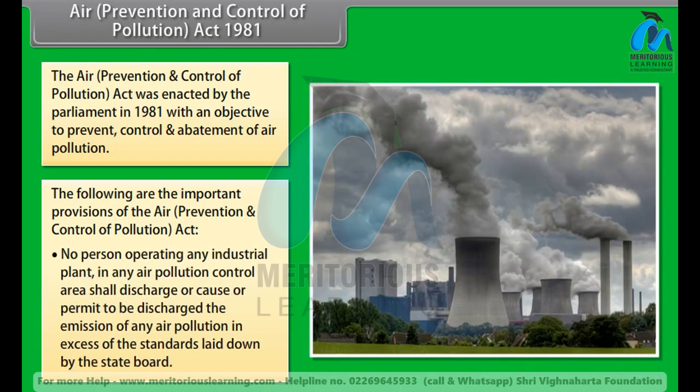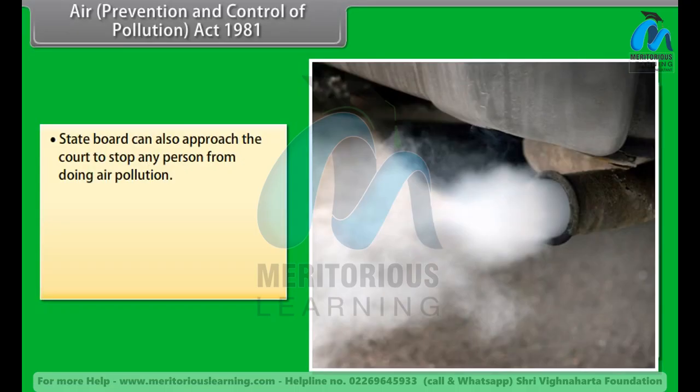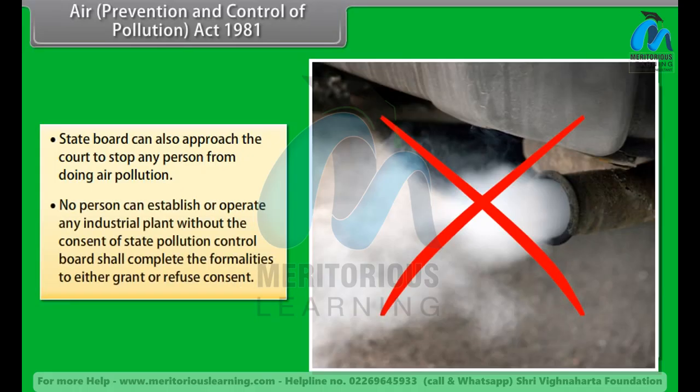No person operating any industrial plant in any air pollution control area shall discharge or cause or permit to be discharged the emission of any air pollutant in excess of the standards laid down by the State Board. The State Board can also approach the court to stop any person from causing air pollution. No person can establish or operate any industrial plant without the consent of the State Pollution Control Board, which shall complete the formalities to either grant or refuse consent.